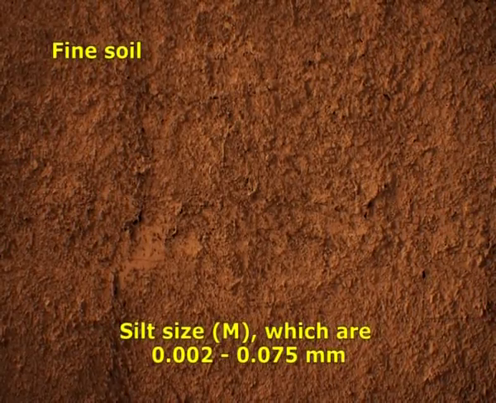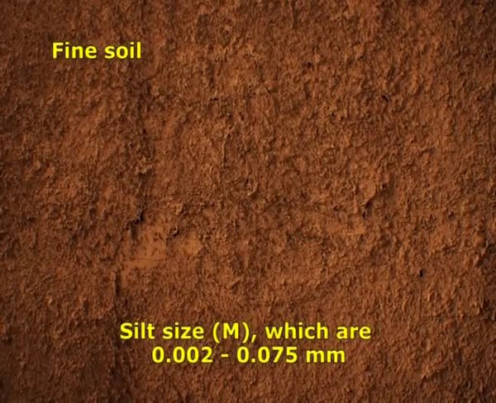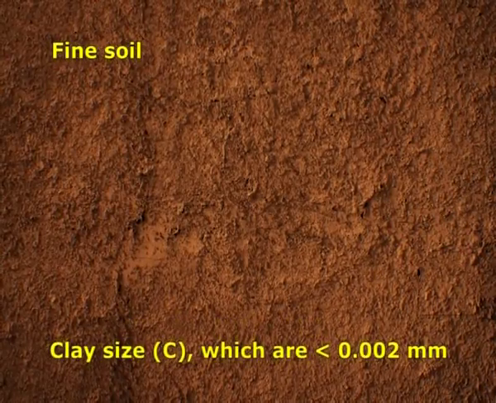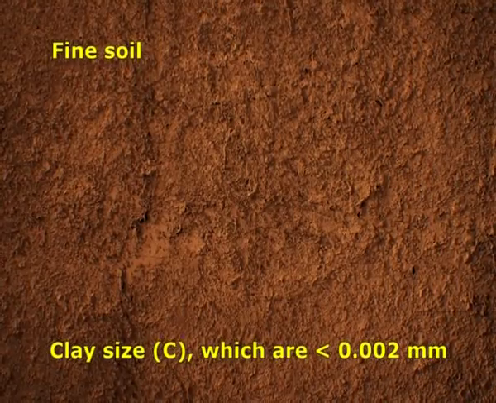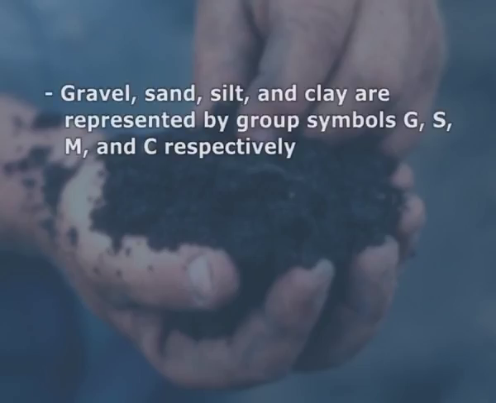Fine soil has silt, which is 0.002 to 0.075 mm, and clay, which is less than 0.002 mm. Gravel, sand, silt and clay are represented by the group symbols G, S, M and C respectively.